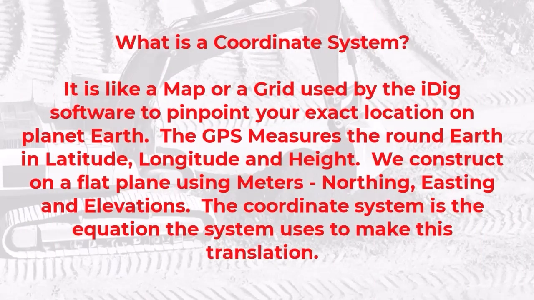So, what is a coordinate system? It is like a map, or a grid, used by the iDig software to pinpoint your exact location on planet Earth. The GPS measures the round Earth in latitude, longitude, and height. We construct on a flat plane using meters, northing, easting, and elevations. The coordinate system is the equation used to make this translation.